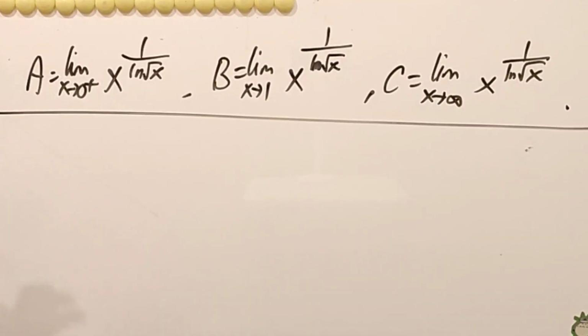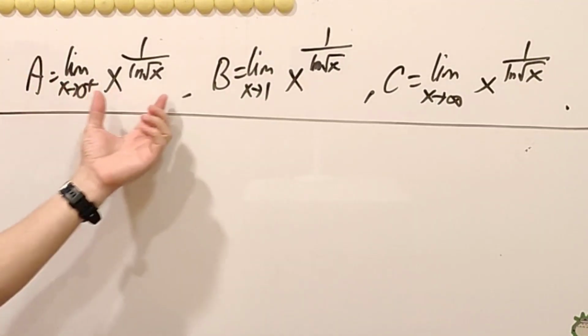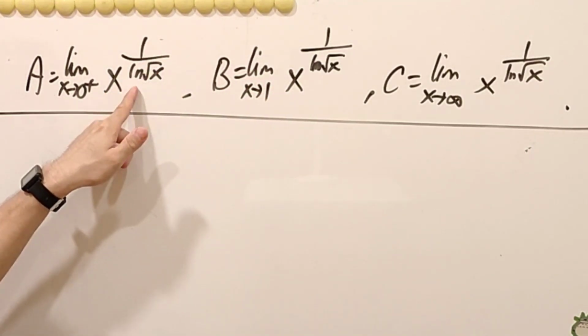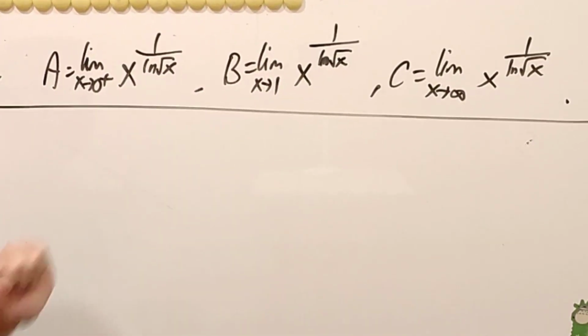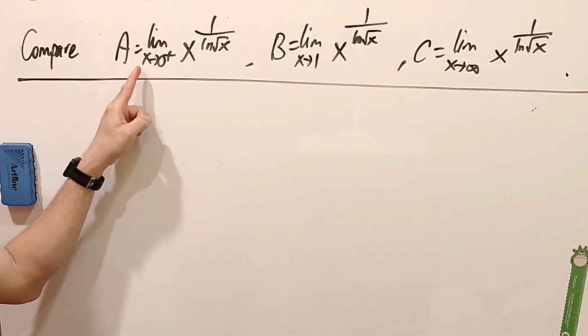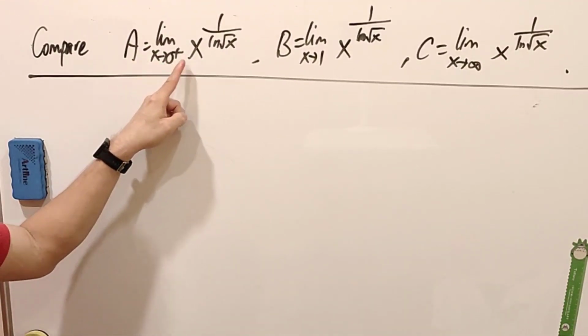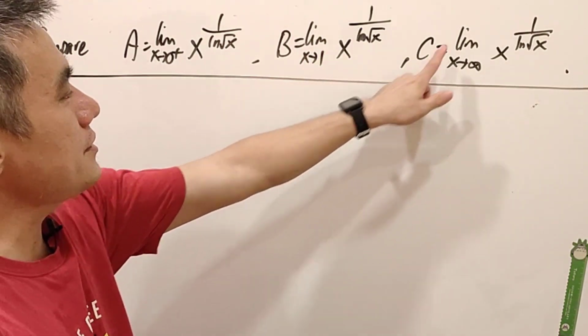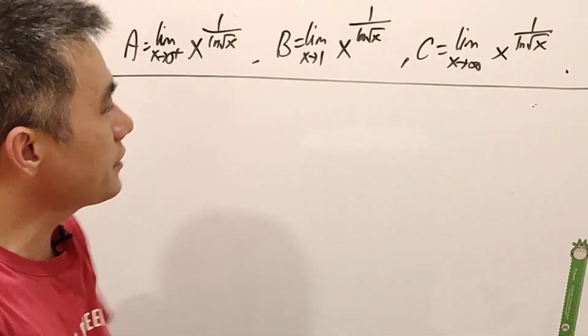Note that it is all about the limit of the same function, that is x to the power of 1 over natural log square root of x. For a, the limit is when x tends to 0 plus, b is the limit when x tends to 1, and c is the limit when x tends to infinity.